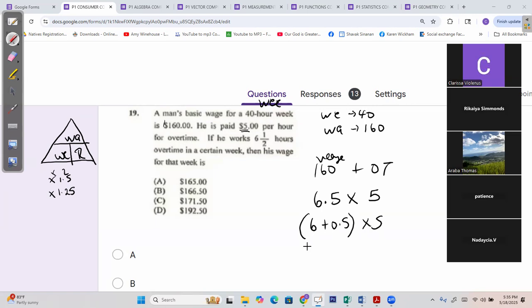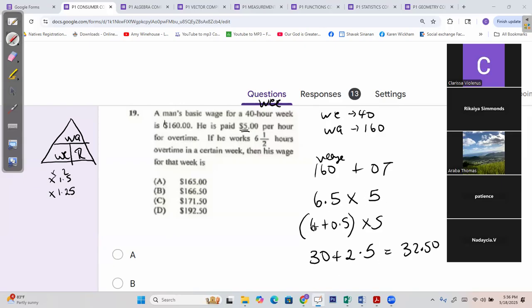So you say 6 times 5 is what? 6 times 5 is 30. Everybody with me? And a half times 5 is what? Half of $5 is 2.50. Everybody see how I did that quick? So that means the overtime is $32.50. Nobody has time to go multiply all of these things because it's going to take too long.